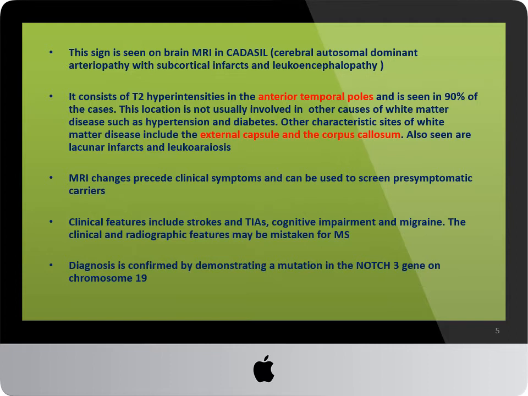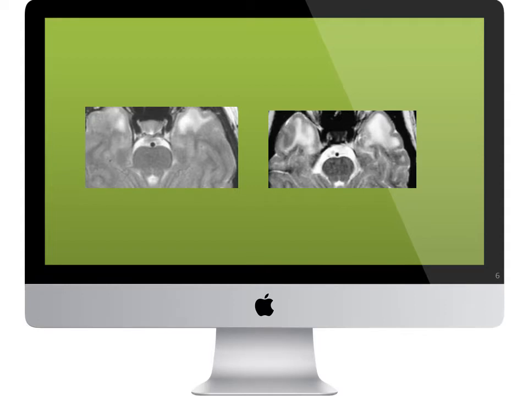The clinical and radiographic features may be mistaken for MS. Diagnosis is confirmed by demonstrating a mutation in the Notch3 gene on chromosome 19. These are examples of hyperintensity in the temporal poles, or the O'Sullivan sign.